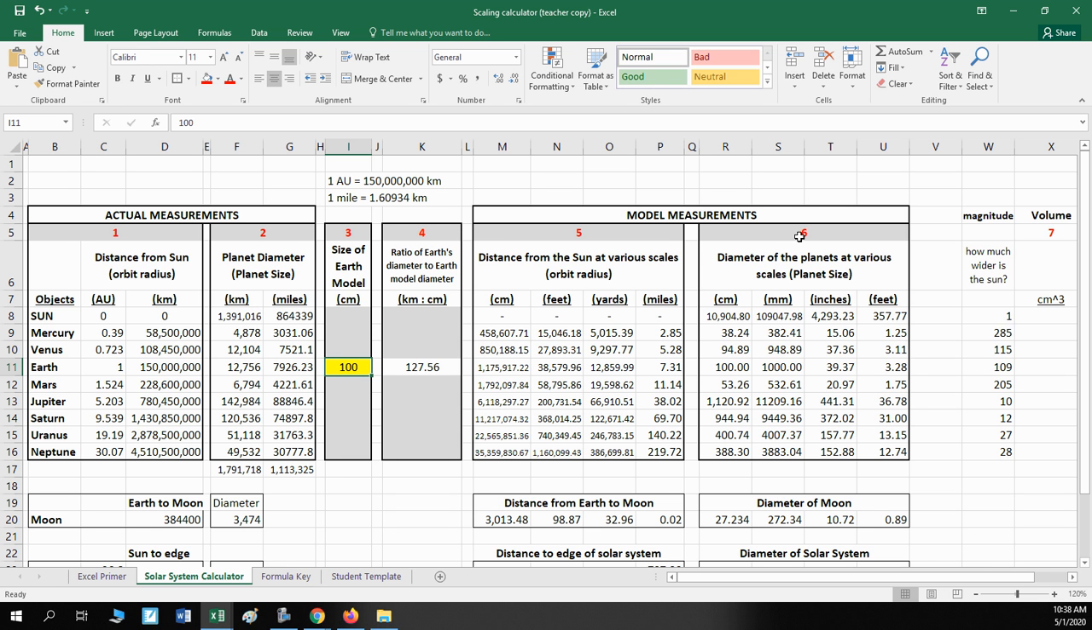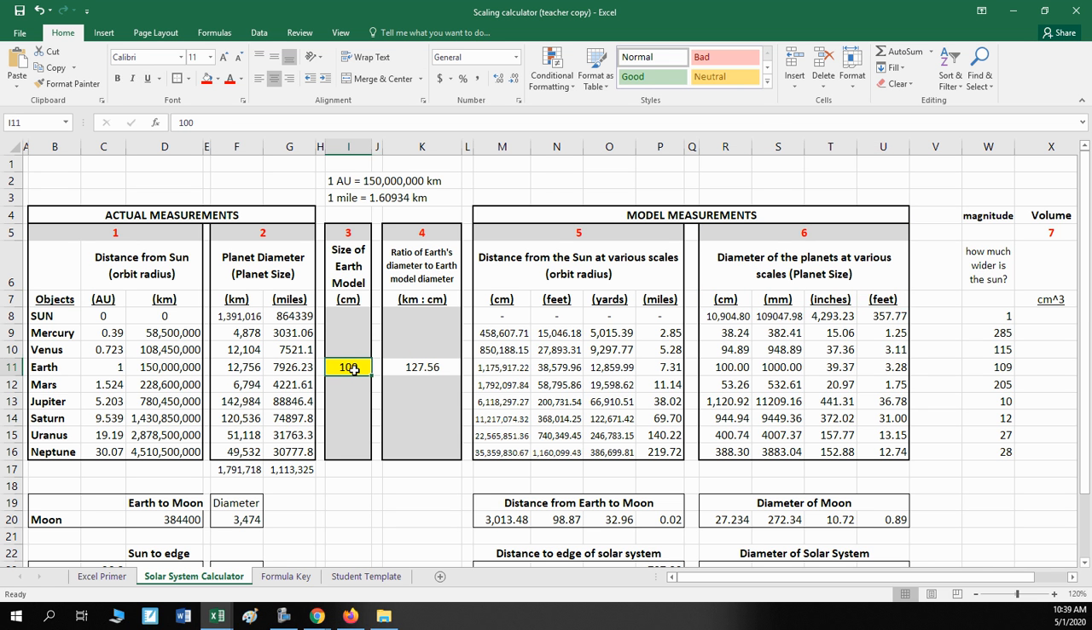Table 5 and Table 6 are our model measurements. So Table 5 is all about the distance from the sun at different scales. So this information is presented in terms of how many centimeters, feet, yards, and miles each planet would be from the sun given the size of your model. Same thing with Table 6. This is going to present how big your model planets would be in different scales. How big would it be in centimeters, millimeters, inches, and feet?